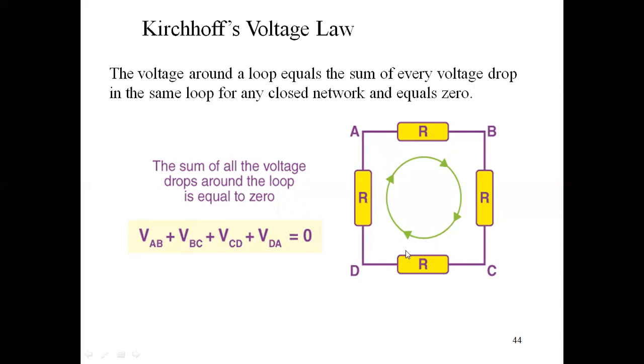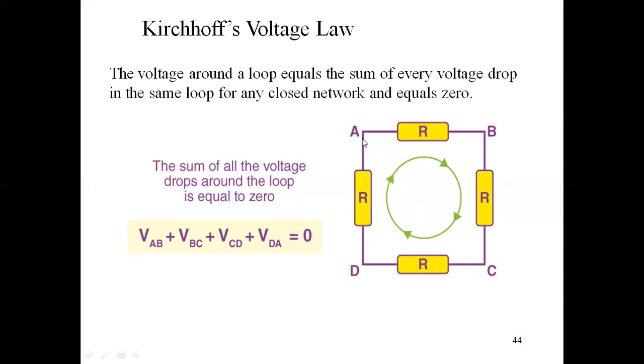If we take the sum of every voltage drop across every element in this closed network, it is always equal to 0. And this is nothing but Kirchhoff's voltage law: the sum of all the voltage drops around a closed loop is equal to 0.